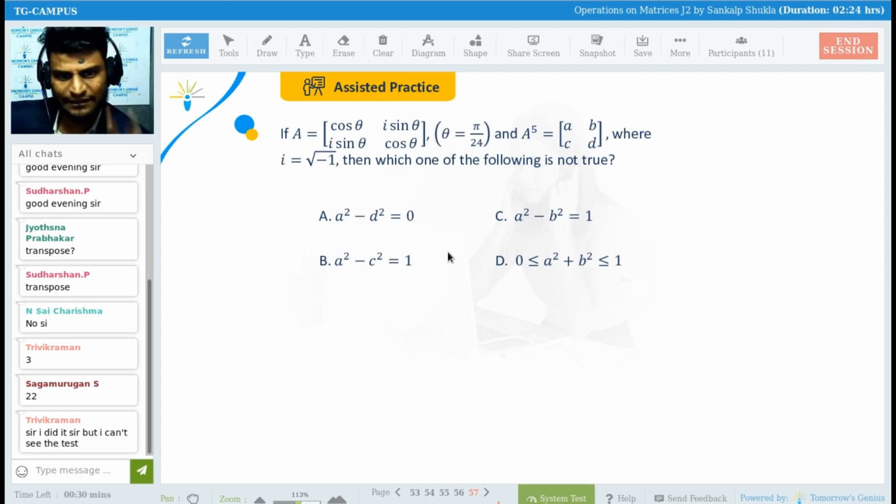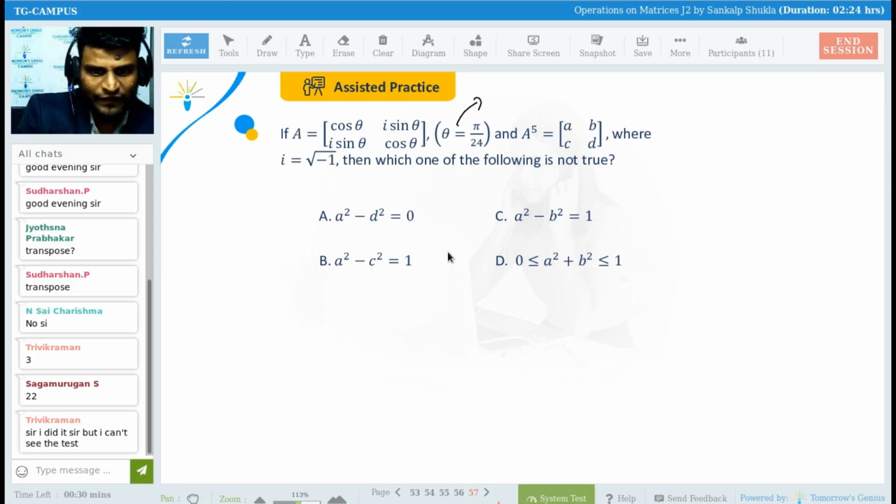So this question is like a matrix is given to you, that is A, which is equal to [cos theta, i sin theta; i sin theta, cos theta]. Here theta has been mentioned as pi by 24, okay? And A raised to the power 5 is [A B; C D]. That clearly means we have to find the value of A raised to the power 5, and then we will compare the elements with A, B, C and D.